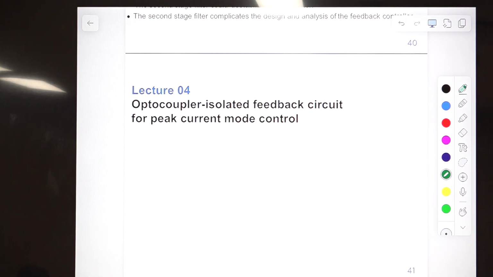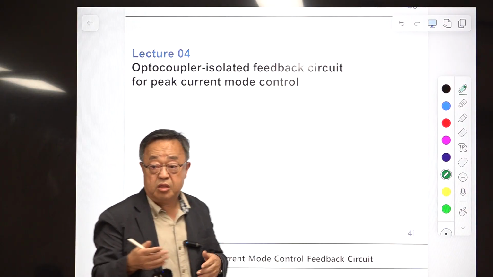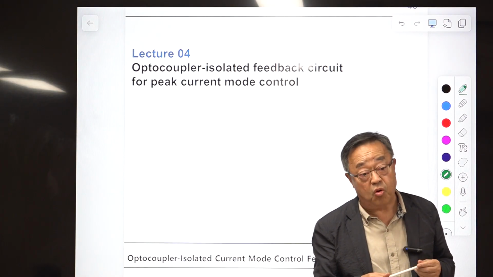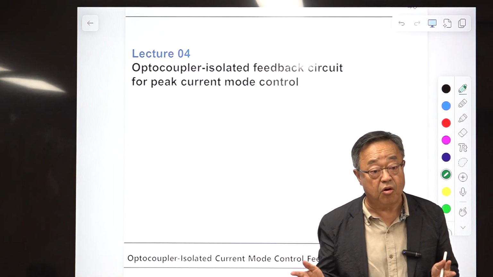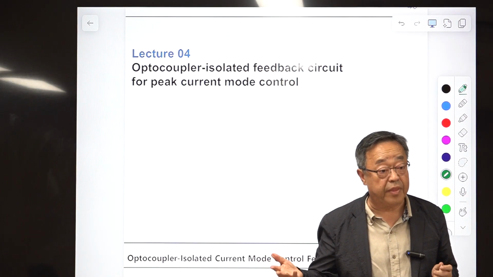In the next lecture, we'll discuss the optocoupler isolated feedback circuit for the peak current control, the analysis and the design of the type 2 circuit using the TL431 and optocoupler. And then we'll move to the dynamic analysis of this flyback converter and the design of current mode control and the functional evaluation of performance of this converter using the PSIM simulator and the improvement and so on, right?